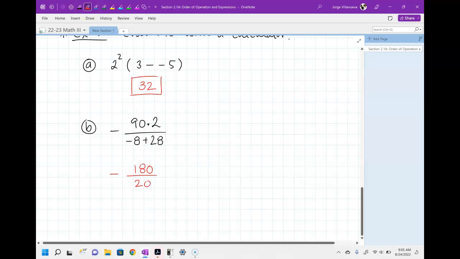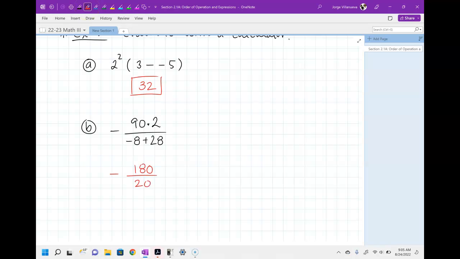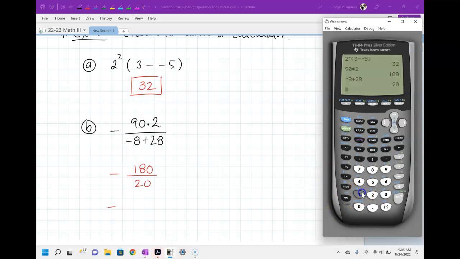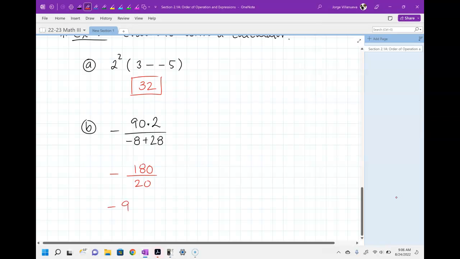And then if you know what 180 divided by 20 is, that's fine. If you don't, that's okay. But we should get a 9. So the negative's still out there. So 180 divided by 20 is 9. Okay, so there we go.